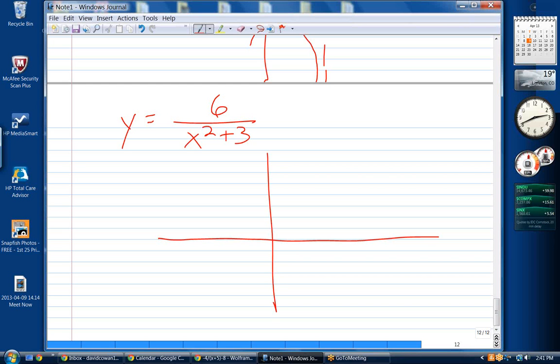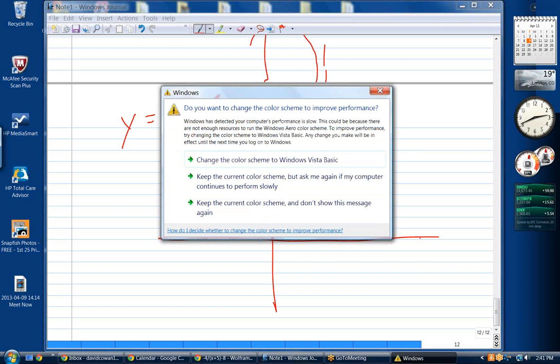So you have to factor it out, right? Or no, you can't. What makes the denominator 0? Nothing. In other words, x can be anything I want.